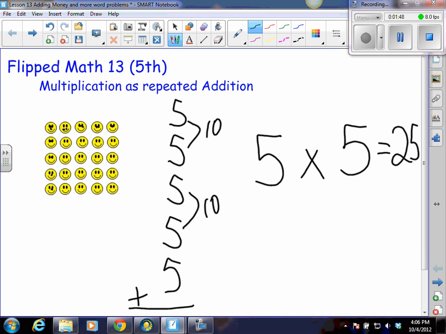25. And so our first idea that we look at is being able to take a picture and translate it, and also understanding why multiplication works the way it does. Understanding that 5 times 5 is the same as adding this group of numbers together to get 25. And so that's our first concept for this lesson.